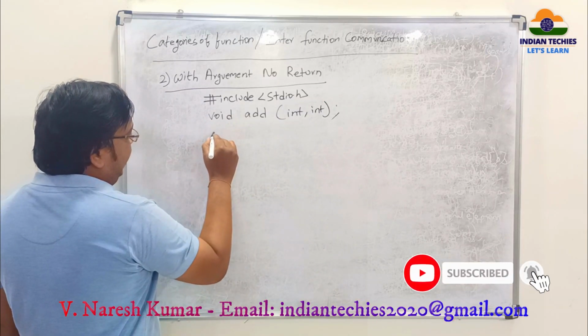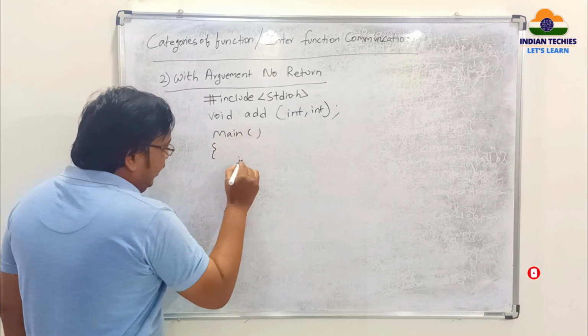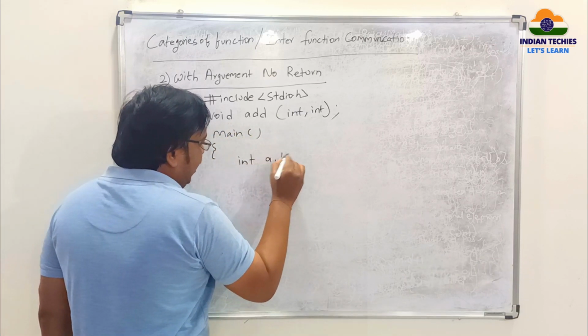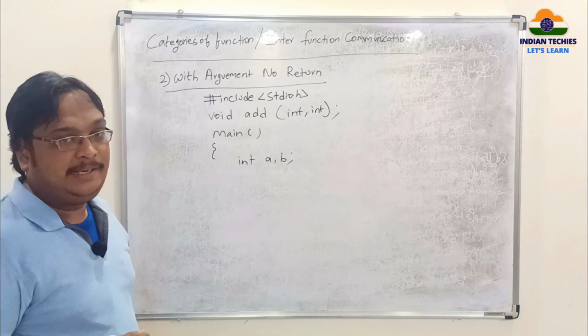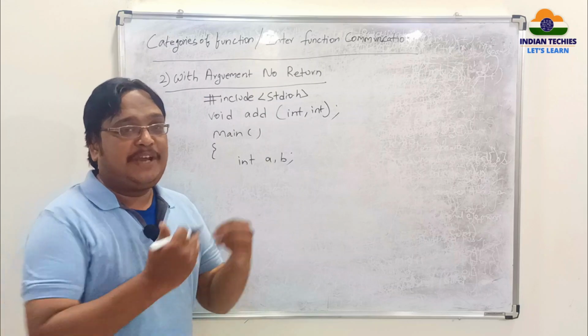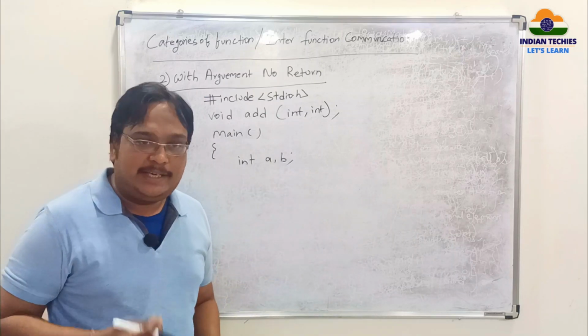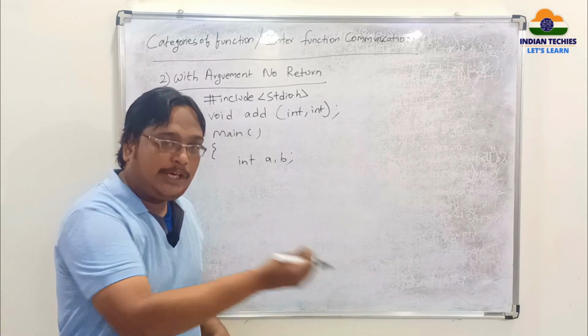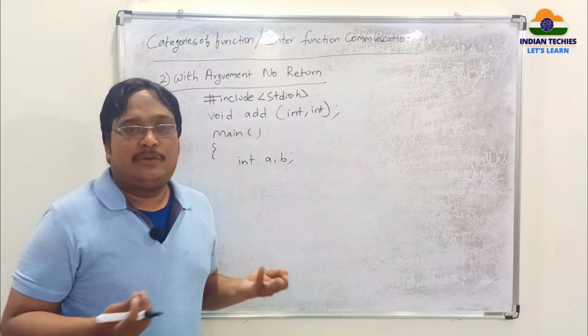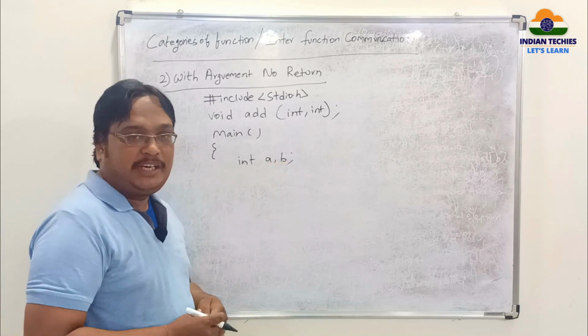Next, main. Here I am declaring only two variables, that is A comma B. I am not declaring C. Why? Because my duty is to send the values of A and B. It will not return any value. The function calculates the logic, but no value is coming back to the main. So there is no requirement of storing the result inside main. So C is not required.